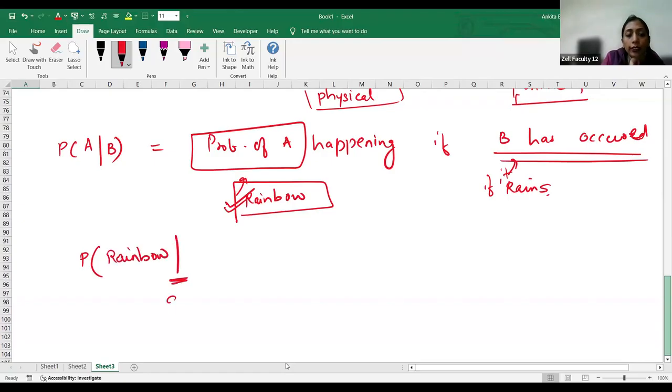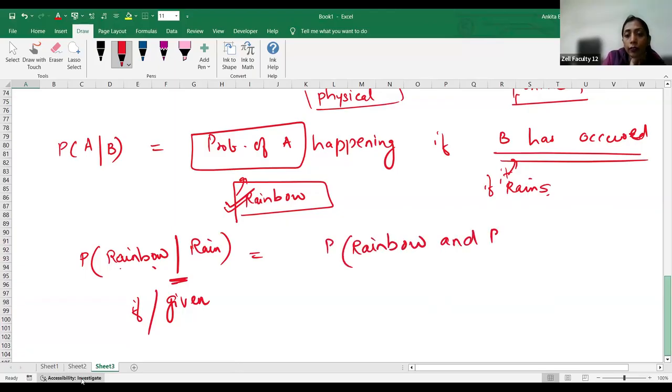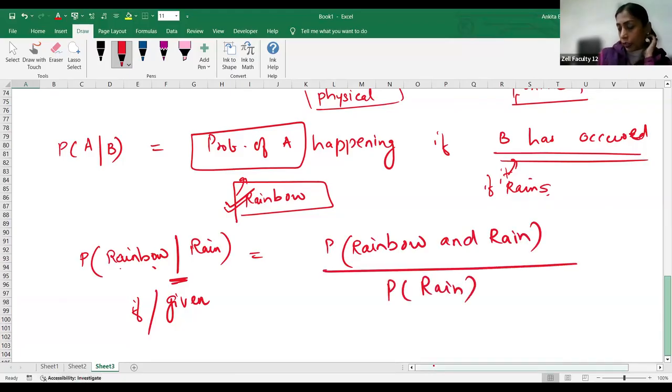How do I read this? It's not divided, it's given. Or you can read it as if. Probability of rainbow given it has rained, probability of rainbow if it has rained. And it is calculated as probability of rainbow and rain divided by probability of rain.